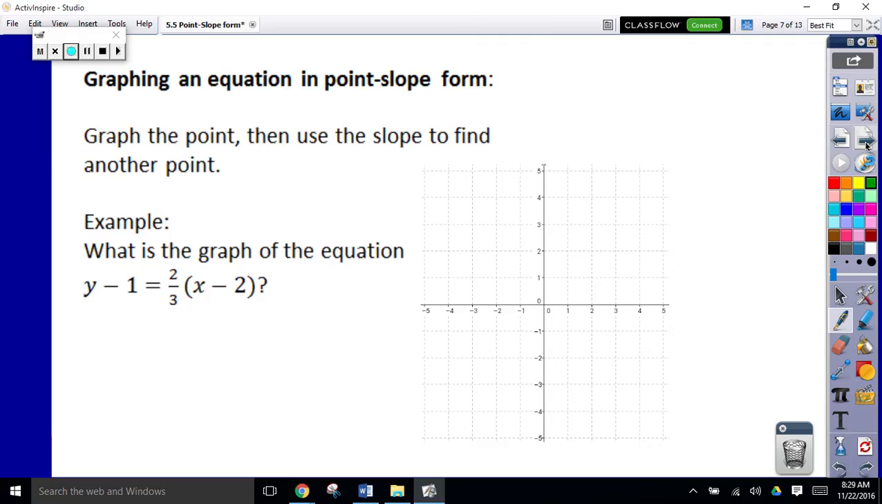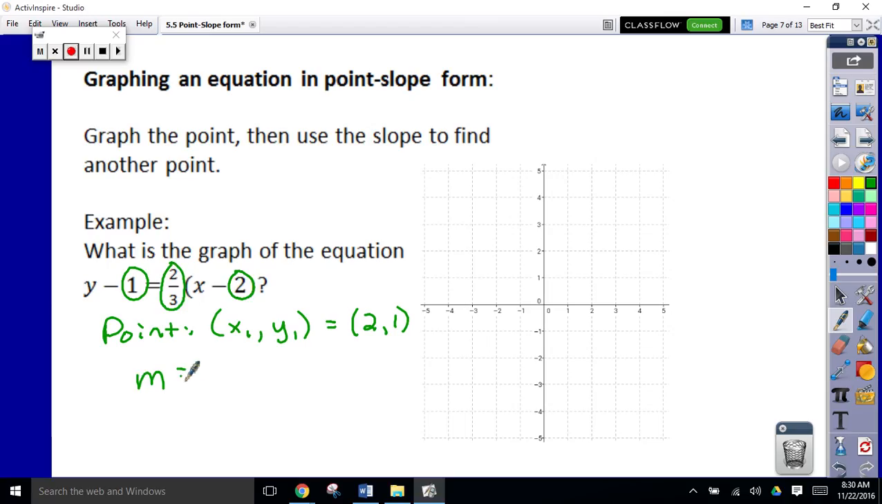Okay. So what we have to do first is take apart our equation a little bit. I want to know, first of all, what the point is. My point is going to be x1, y1. Looking at my equation, x1 is 2, y1 is 1. So my point is 2, 1. My slope is right here. So my slope is 2/3.